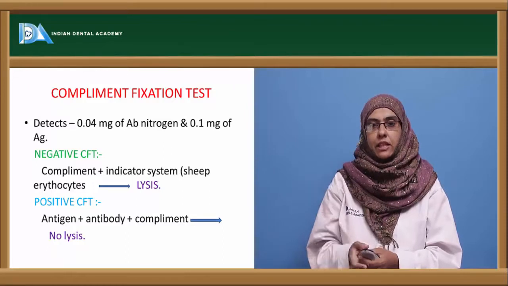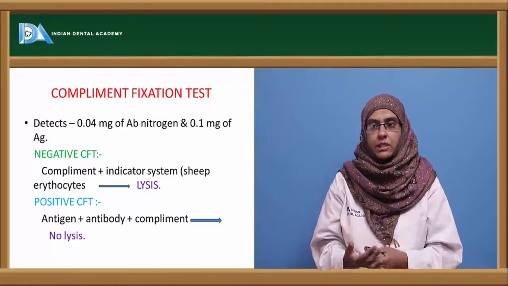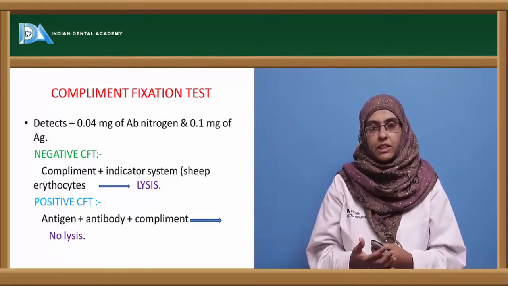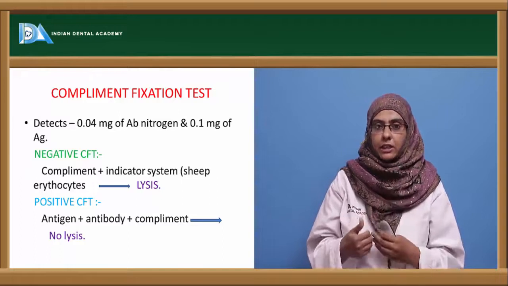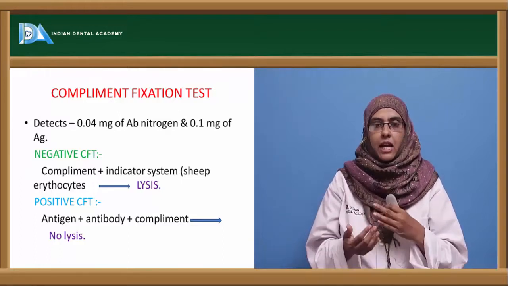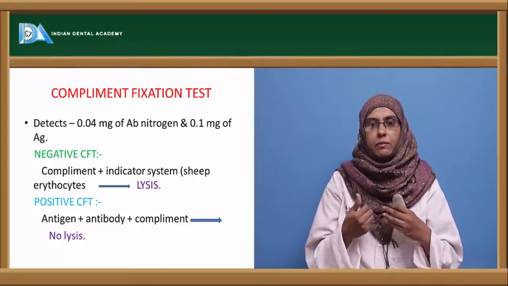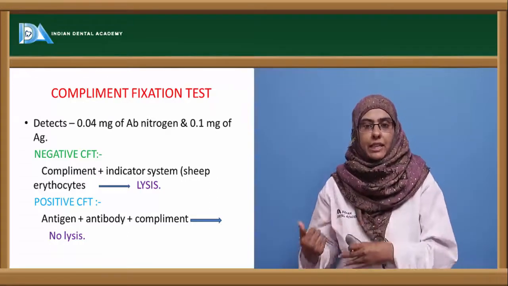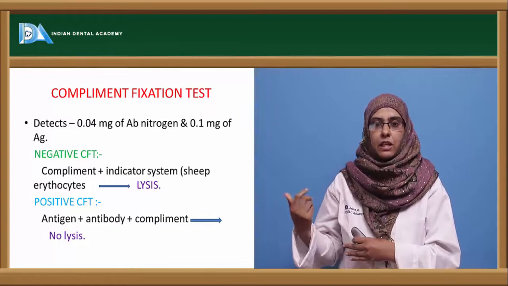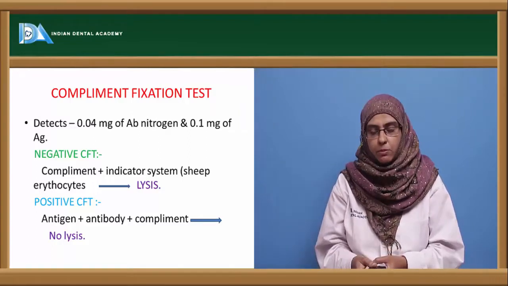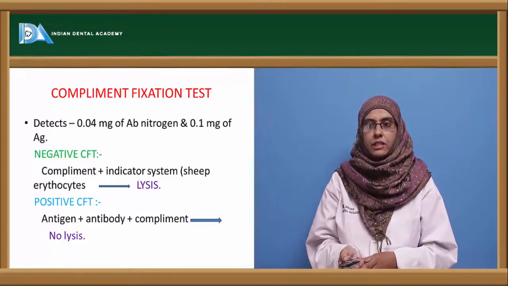Lysis indicates a negative complement fixation test. In a positive complement fixation test, if the antibody is specific towards the antigen, an antigen-antibody complex is formed and the complement will be fixed, so it is not free to lyse the sheep RBCs along with the antibody. So no lysis means a positive complement fixation test.